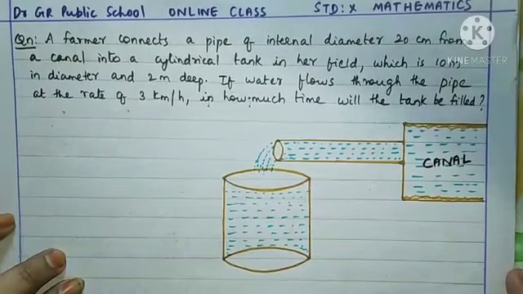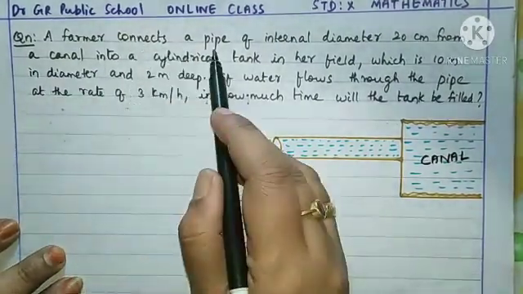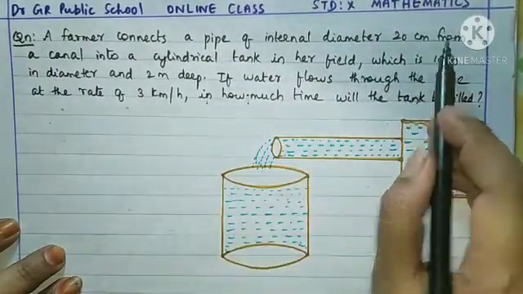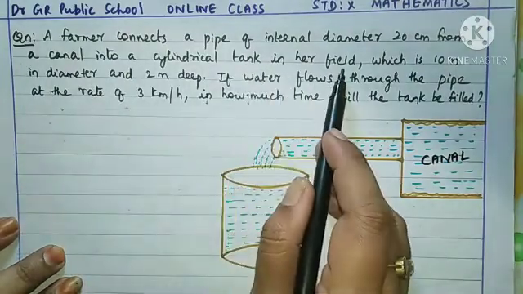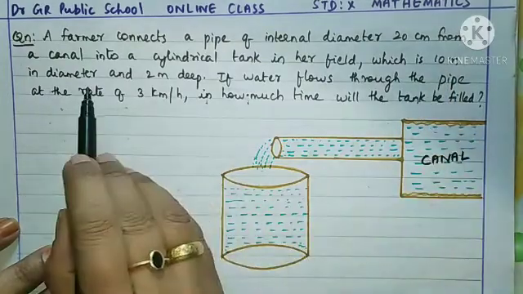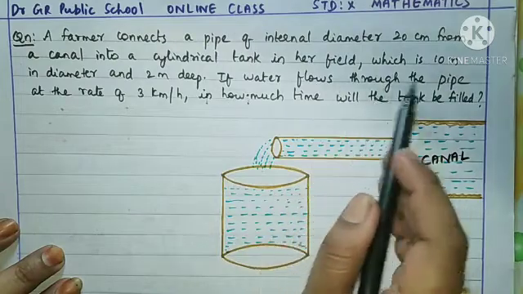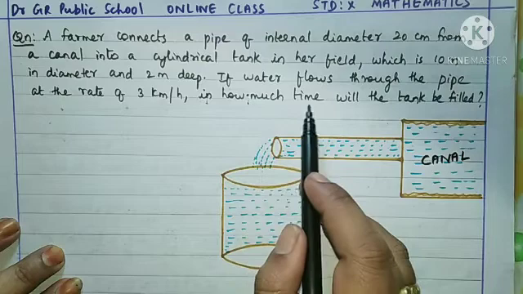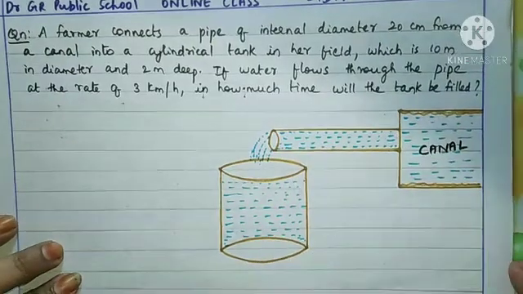Okay children. Now this is your final question in this video. We can read the question. A farmer connects a pipe of internal diameter 20 cm from a canal into a cylindrical tank in her field, which is 10 meter in diameter and 2 meter deep. If water flows through the pipe at the rate of 3 km per hour, in how much time will the tank be filled? Okay, so listen carefully.